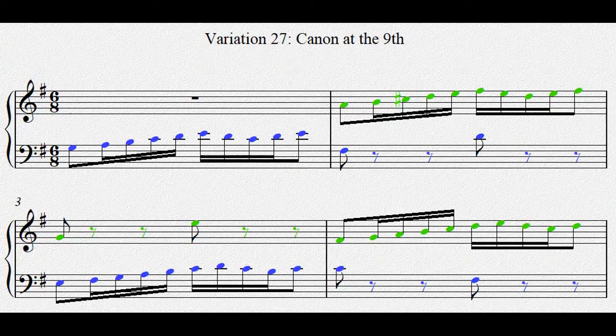Anyway, here's the beginning of Variation 27, the canon at the ninth. Again, we can see here the leader in blue and the follower in green. And the follower, the green tune, is a ninth above the leader in blue. Here's the interval of a ninth.